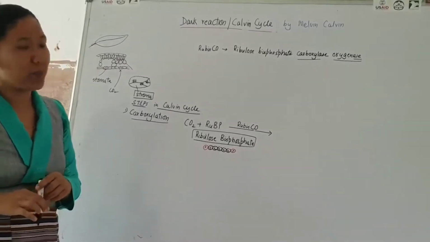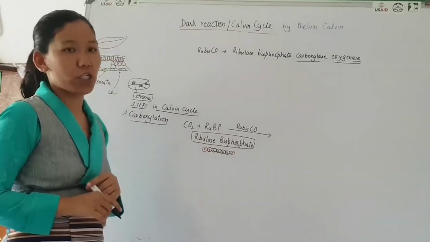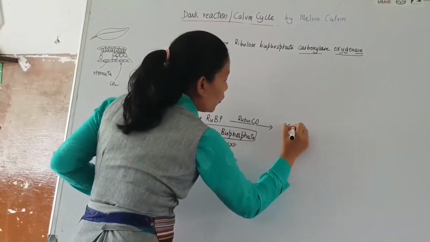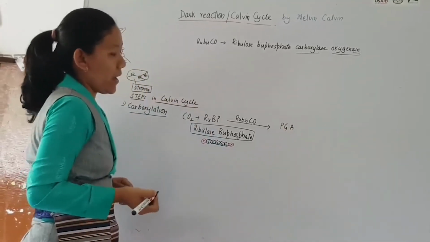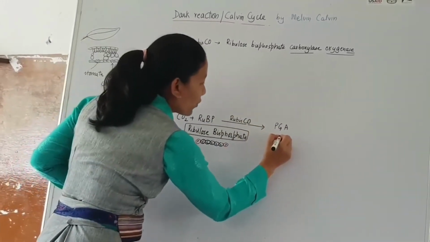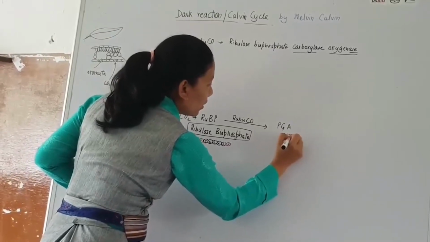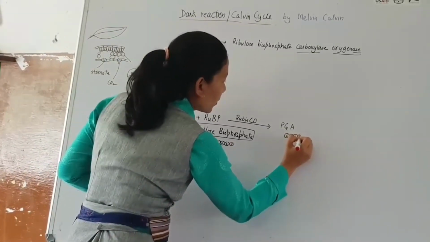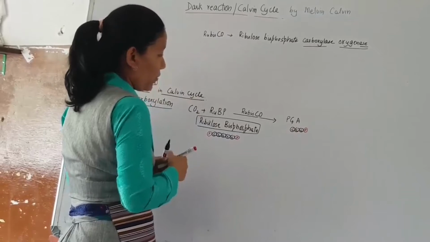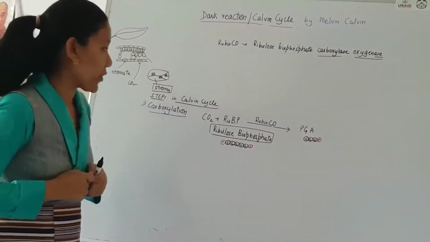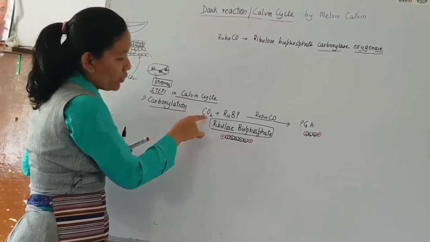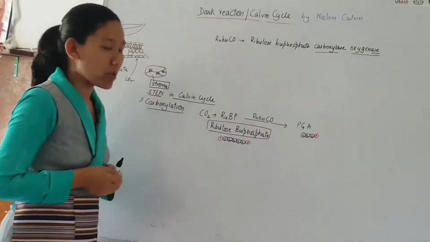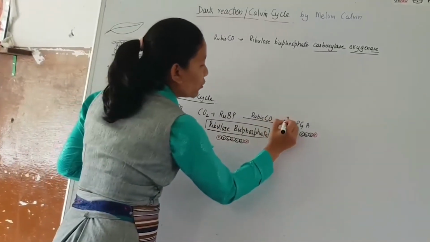Okay, you might think it is 6, but actually the first stable integrated product formed is a 3-carbon compound called phosphoglyceric acid, or phosphoglycerate. Here we have 1 carbon, there are 5 carbons, so 1 plus 5 is 6, but the product formed here is a 3-carbon compound. That means there should be 2 times PGA.